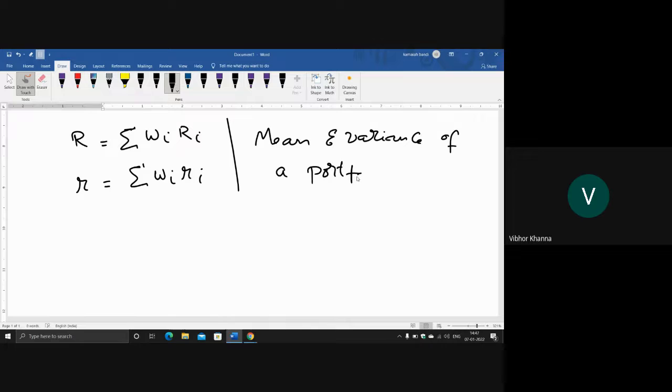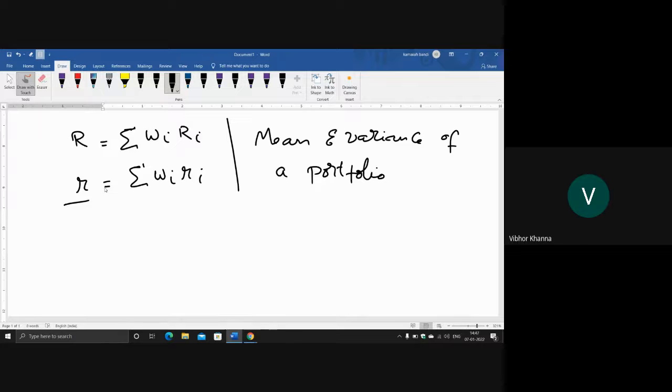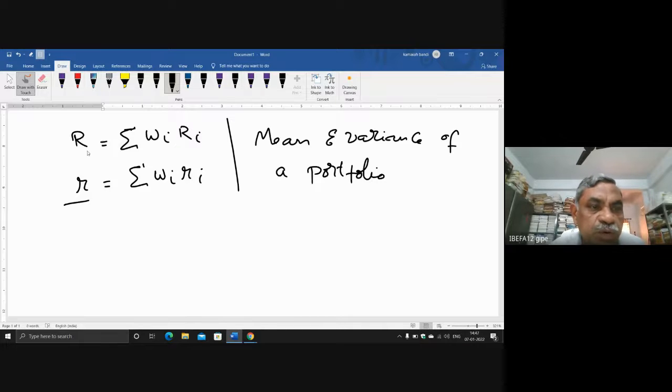So what's the difference between capital R and small r here? Is small r the rate and the capital R the amount? See, if you divide R by x0, that is the total amount invested, you get the small r. This is the total return on the portfolio. R is the sum total of the rate of return that you get on each and every asset, 1 to n.